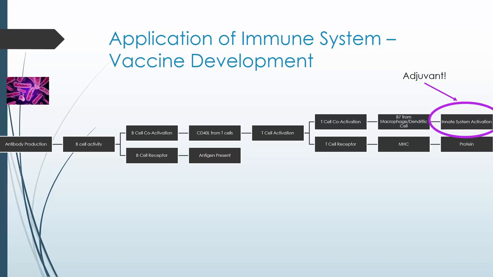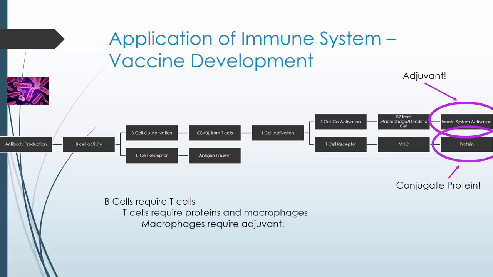So if we put it together, from the beginning, B cells required T cells required proteins and macrophages, and macrophages require an adjuvant. So in total, what we've done is we've taken our polysaccharide of our capsule, and we've attached a protein to it, and then we've thrown in some inflammatory stuff with it, and we inject someone and successfully have made a vaccine. All right? The reason I do this is because it really ties together everything we talked about. It ties together the innate response all the way to the adaptive response.